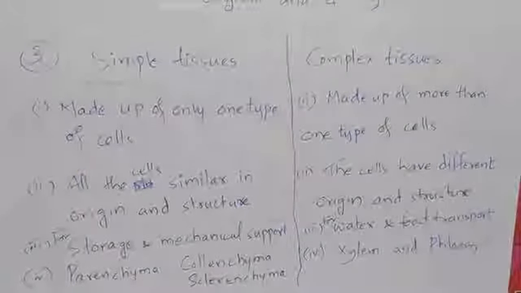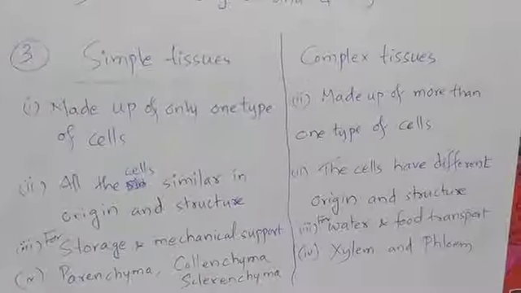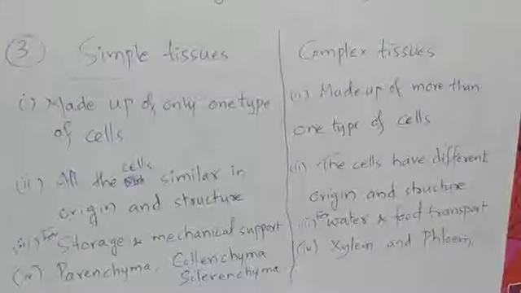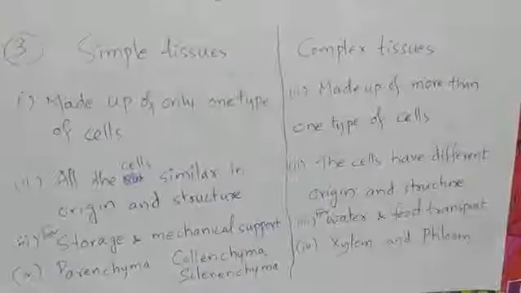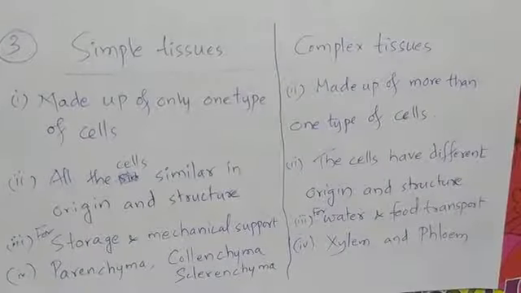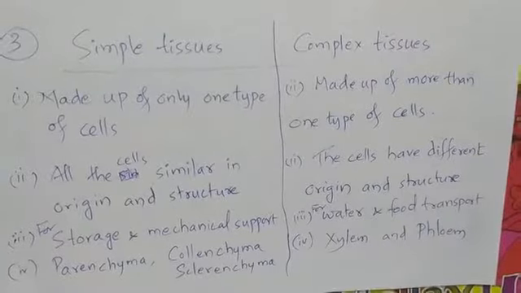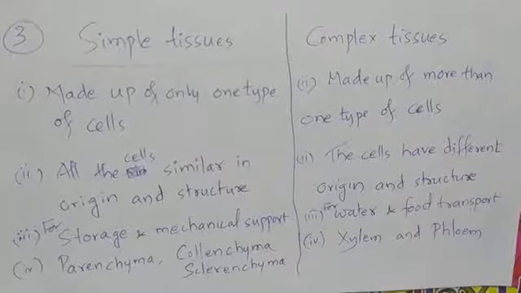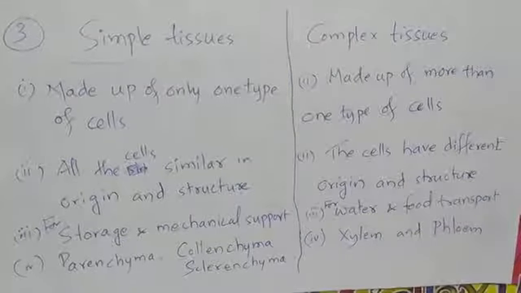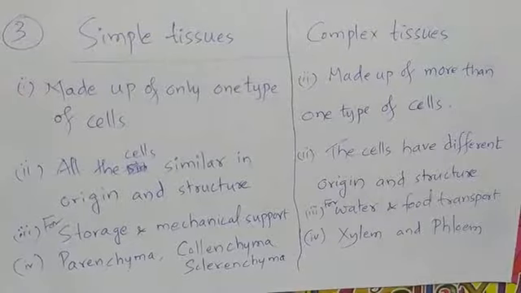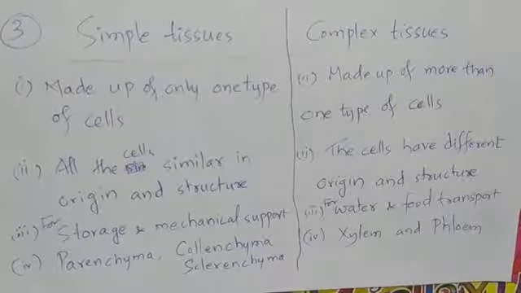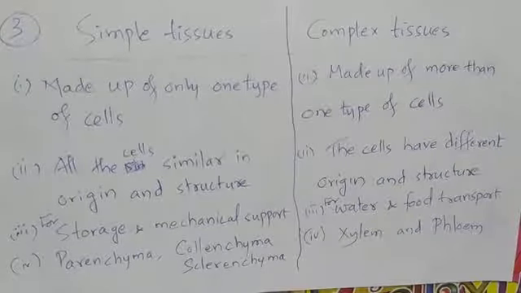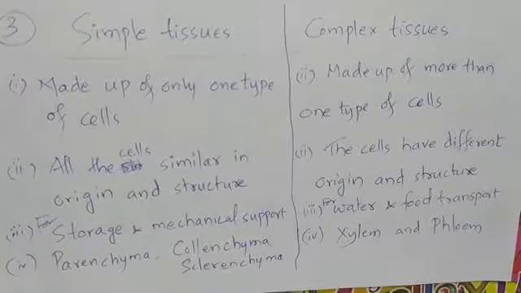Third question. How are simple tissues different from complex tissues in plants? Let us see. Simple tissues are made up of only one type of cells, whereas complex tissues are made up of more than one type of cells. In simple tissues, all the cells are similar in origin and their structure. In complex tissues, the cells have different origin and structure.